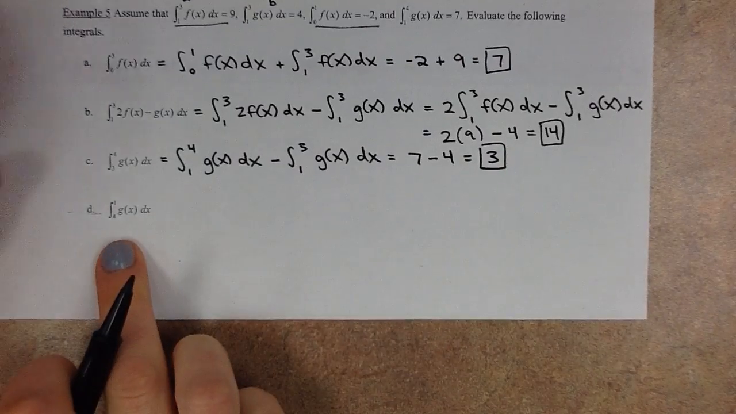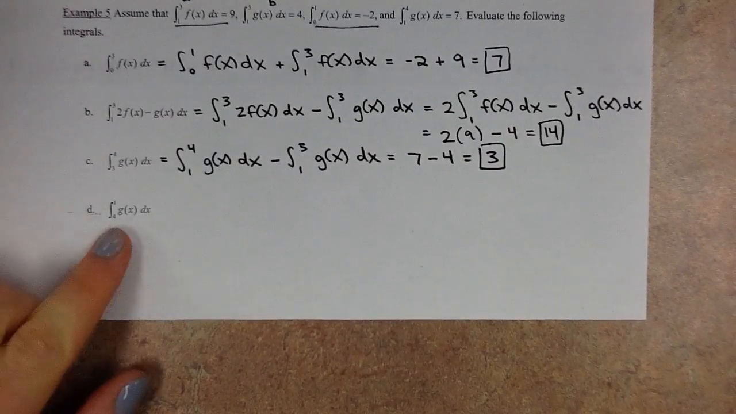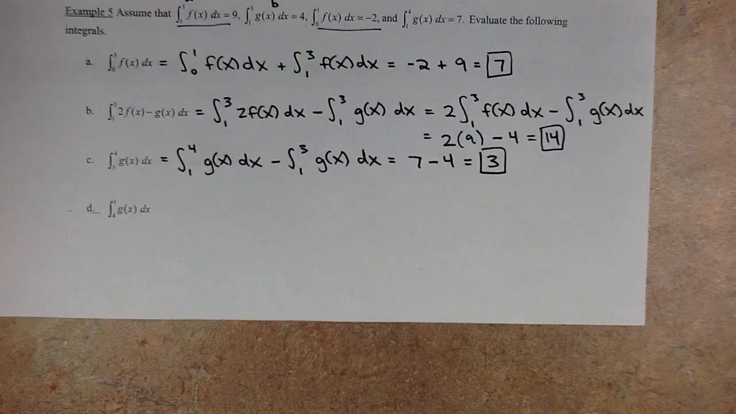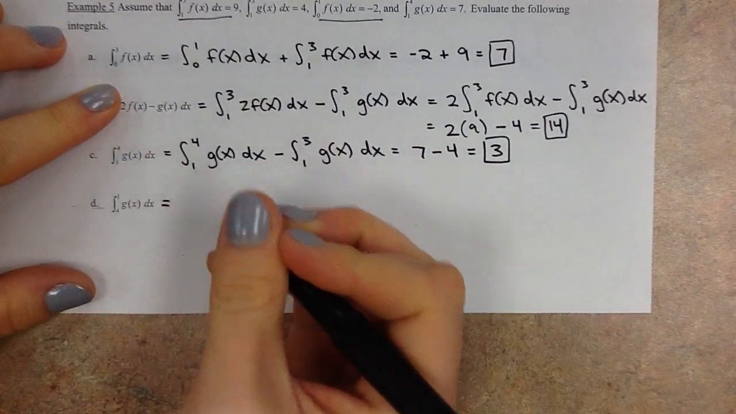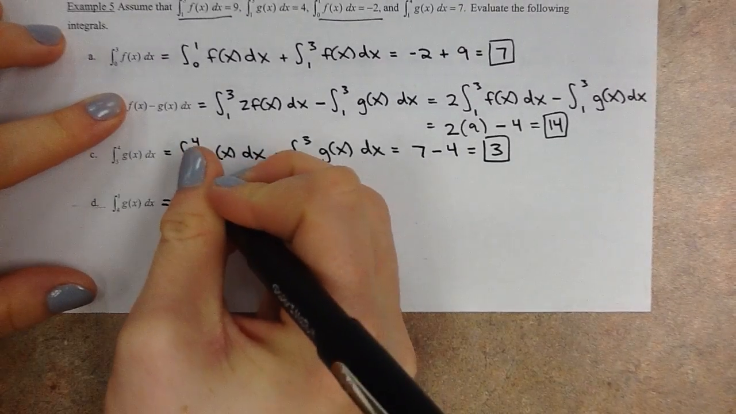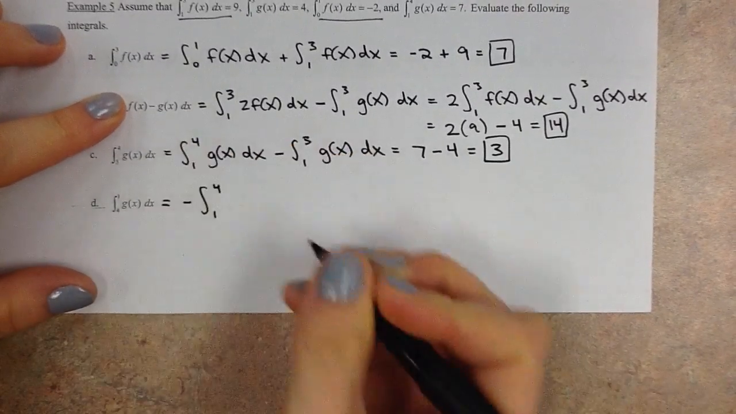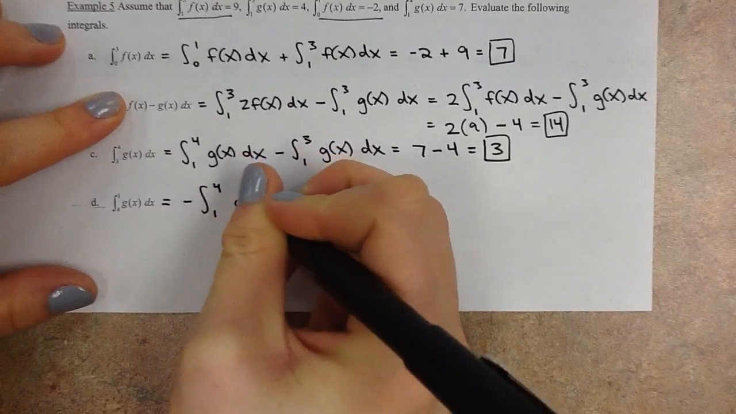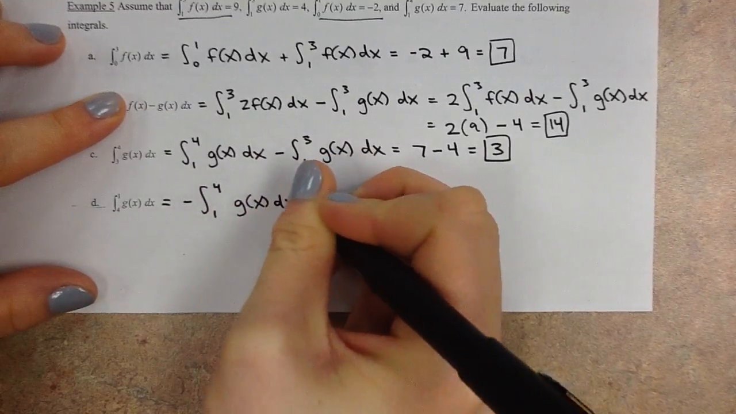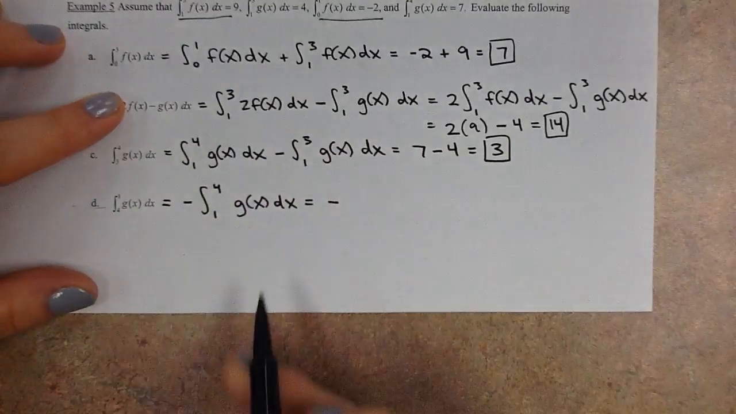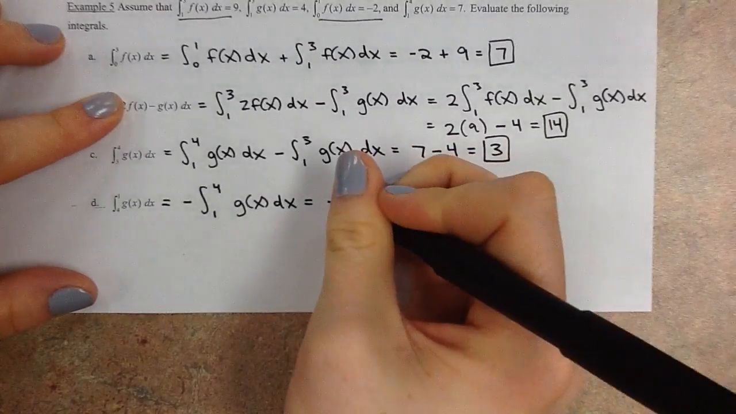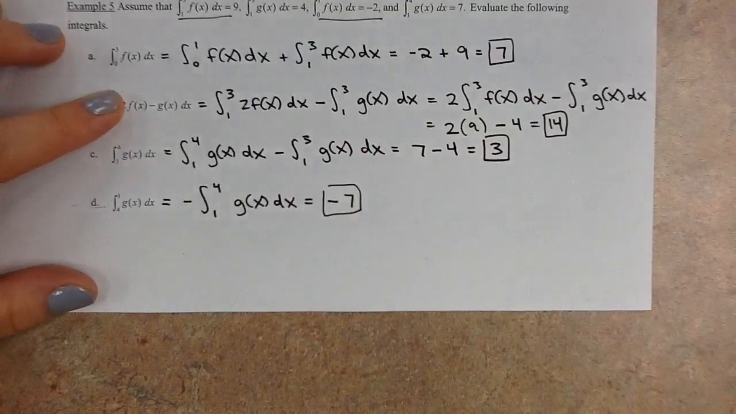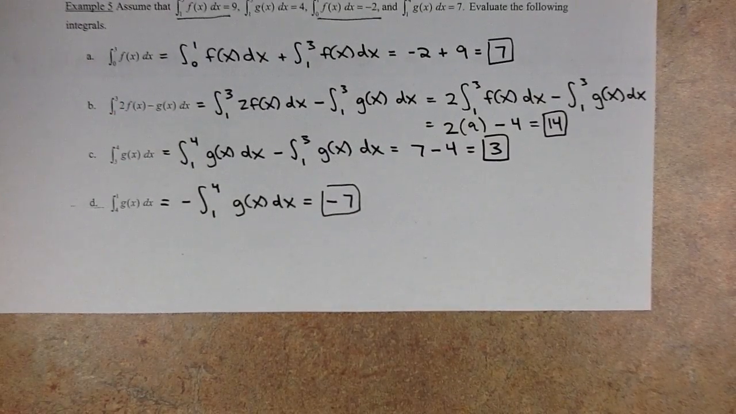Okay, this one, we get to use property number 3. This is the first time we're trying to integrate from right to left rather than from left to right. So property number 3 tells us if we try to integrate from right to left, we make the integral negative and then switch it back to left to right. Okay, so negative, and then we know the integral from 1 to 4, that's one of the ones that was given to us up here, is 7. Okay, so that one was a pretty quick one. That's just negative 7.